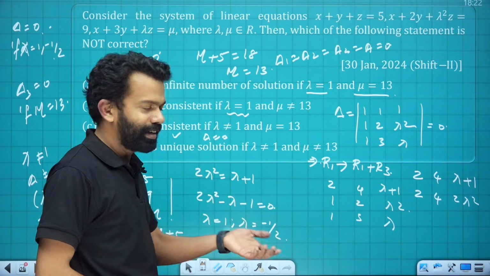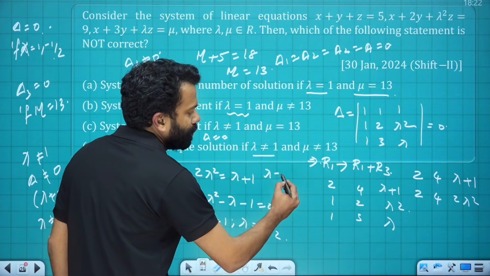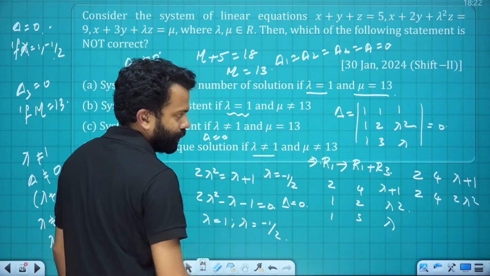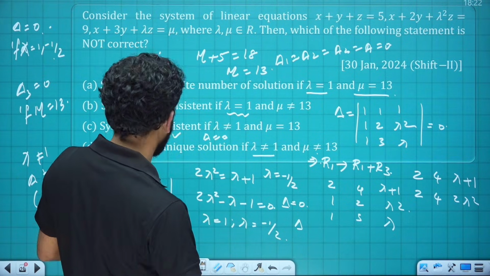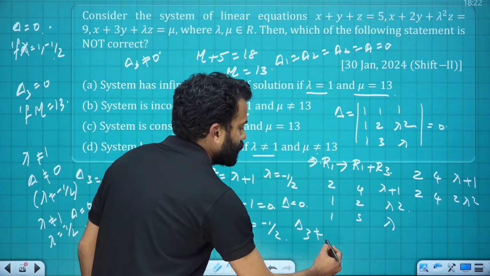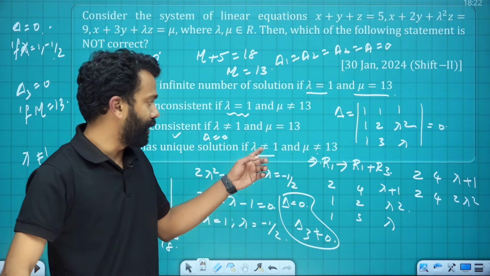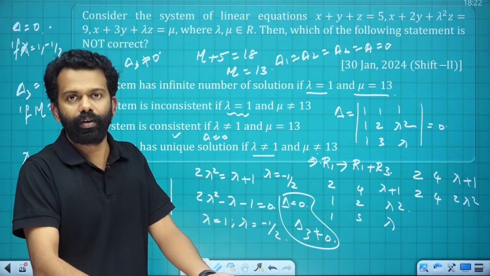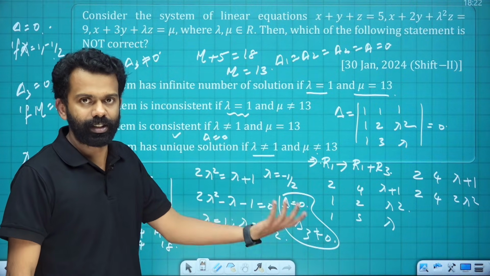That is incorrect actually, because if lambda is not equal to 1 and if lambda is equal to minus 1 by 2, then the value of the determinant becomes 0. And mu not equal to 13 means, which value have we taken for mu? Delta 3. Delta 3 is not equal to 0. Okay, so this is a special case, but they have mentioned that lambda is not equal to 1 only. So lambda can take all other values other than 1. If it is true, it should hold true for all the cases without any exception.